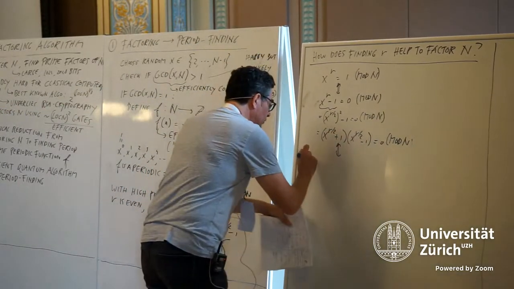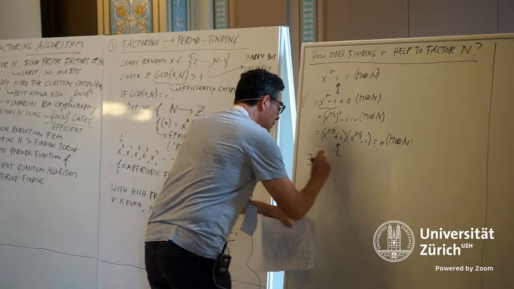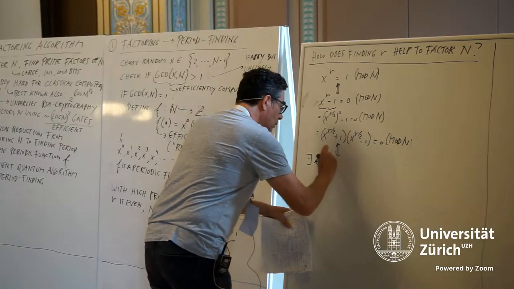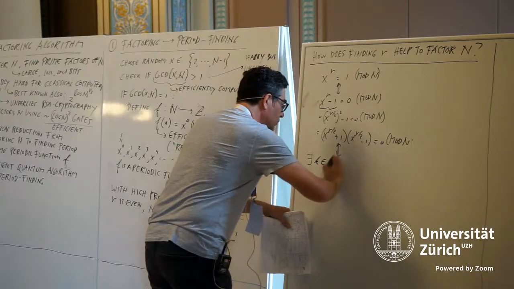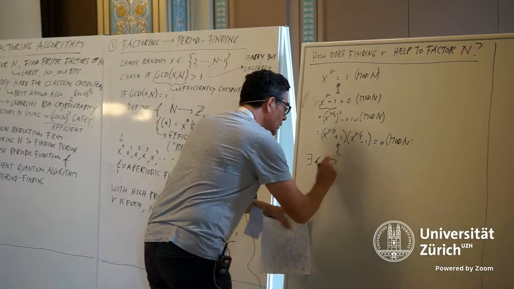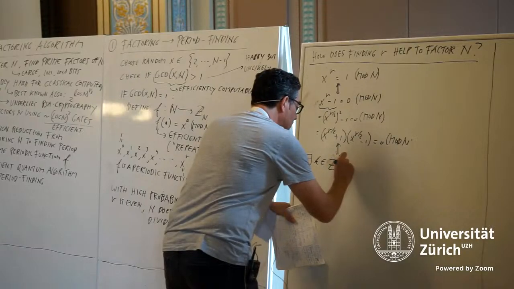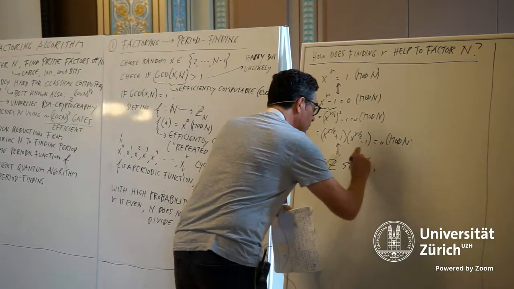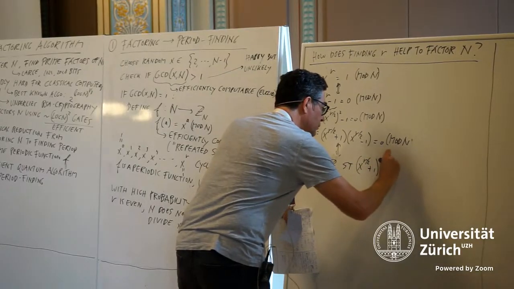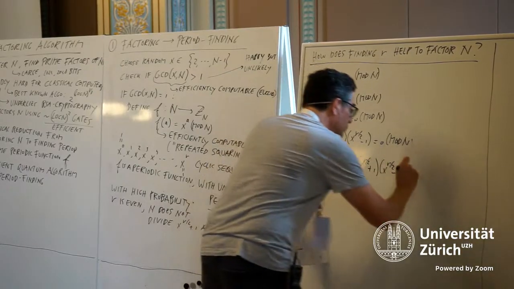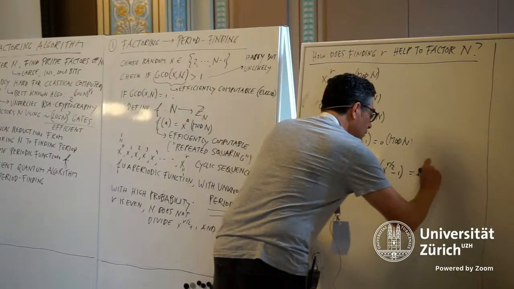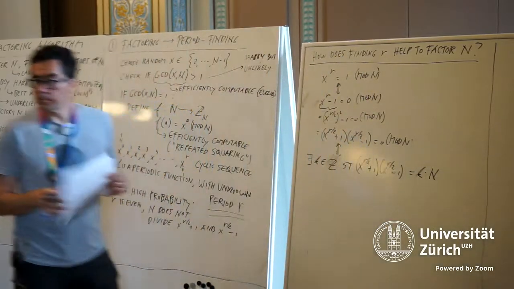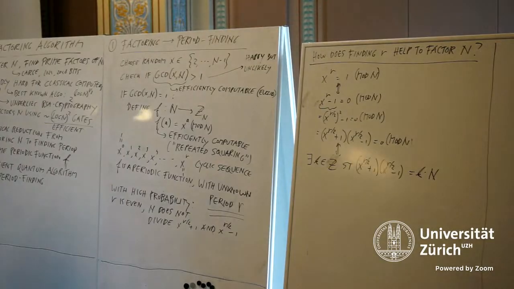So there exists some integer k such that x to the r over 2 plus 1 times x to the r over 2 minus 1 equals k times capital N. And then we don't know what this k is, and we don't know what this r is. There's lots of stuff in this equation that we don't know.